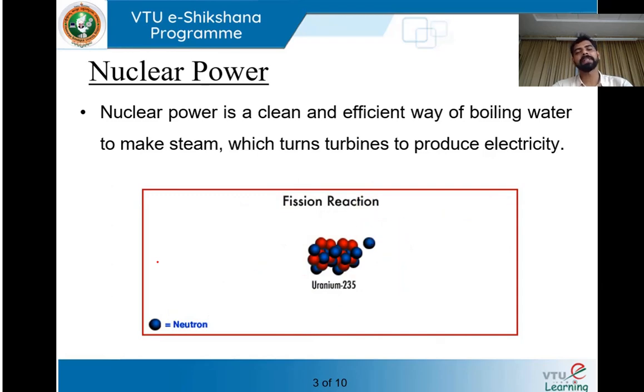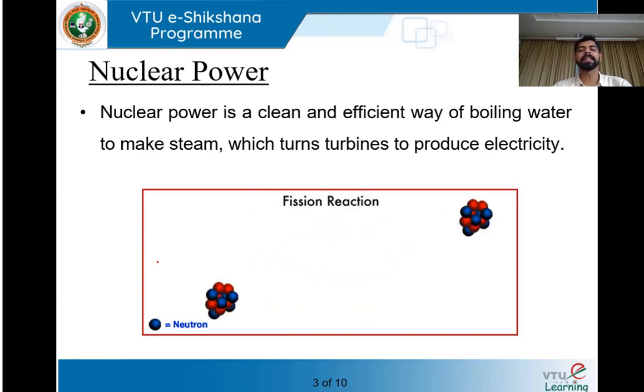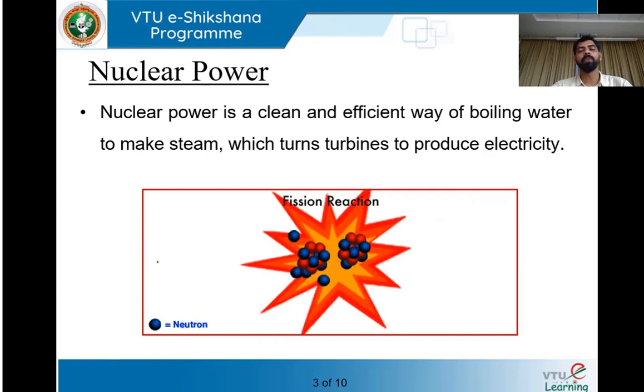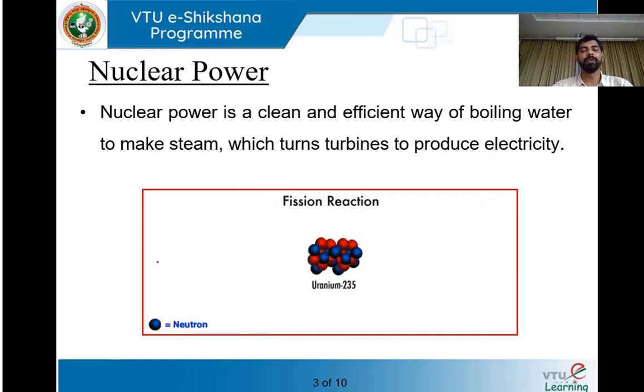The other reaction process is the fission reaction, just the reverse, whereby an atom of this nuclear fuel is split. When it is split, it also releases an enormous amount of heat. In practice, we concentrate more on the fission reaction rather than the fusion reaction.